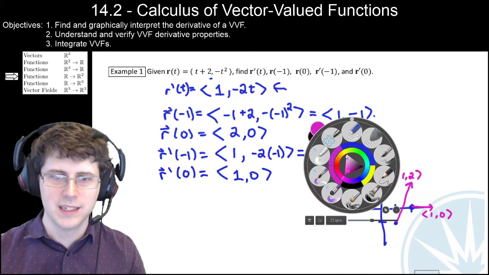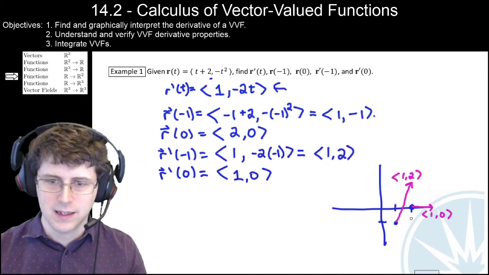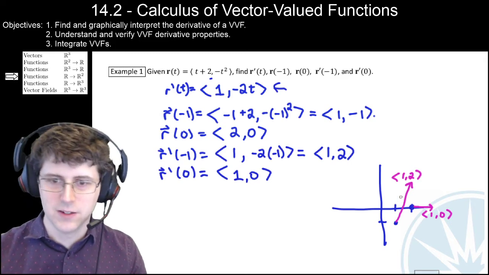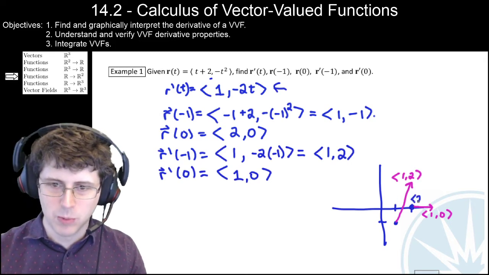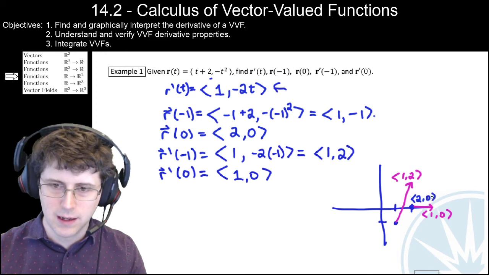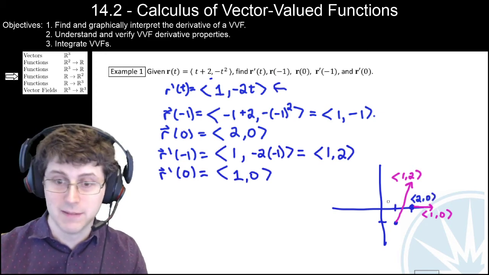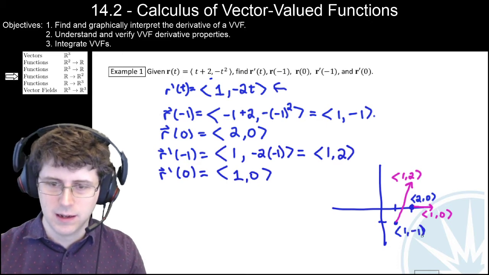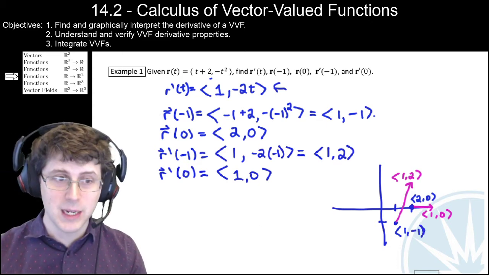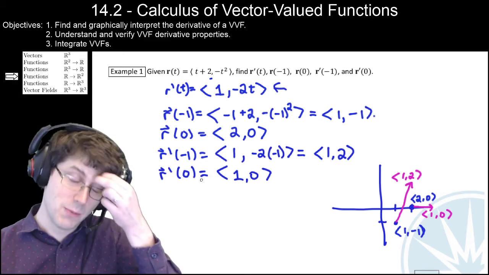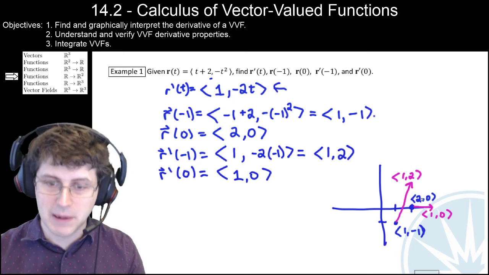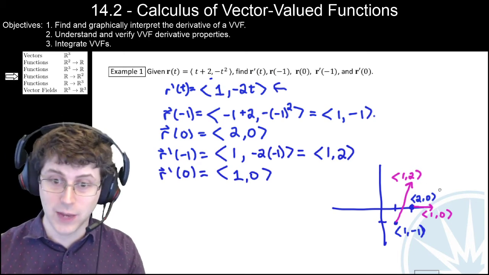Notice how, because of the context, r of 0 was the vector 2, 0, and I plotted that as a point. And r of minus 1 was 1, minus 1, and I plotted that as a point. Where r prime, these are tangent vectors, this is more like where are we headed, and so because of the context of this being r prime, I plotted those as vectors in a specific location.